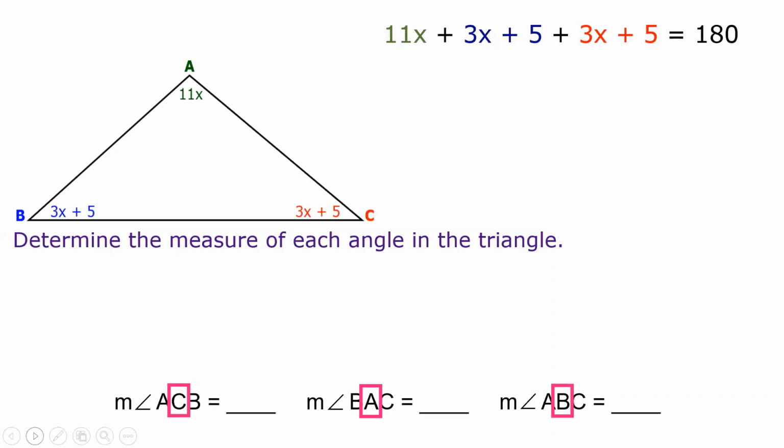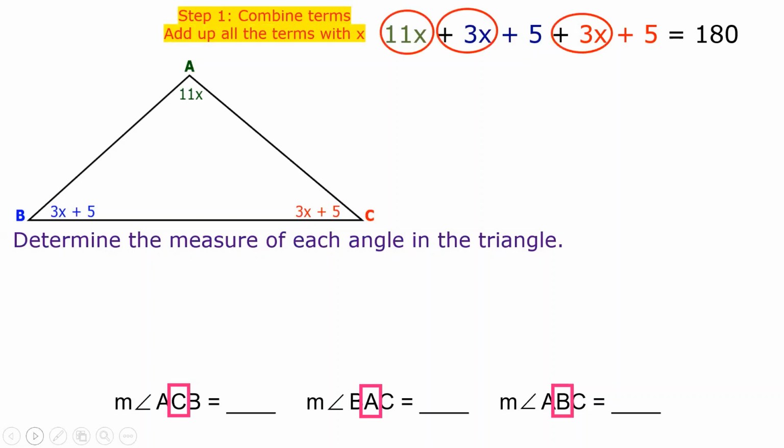Now, like I mentioned before, your first step would be to combine like terms, which is all the x's put together, right? So 11x plus 3x plus 3x will give you 17x. So you're gonna write that down at the bottom of the equation, okay? Your next step is going to combine the constants.